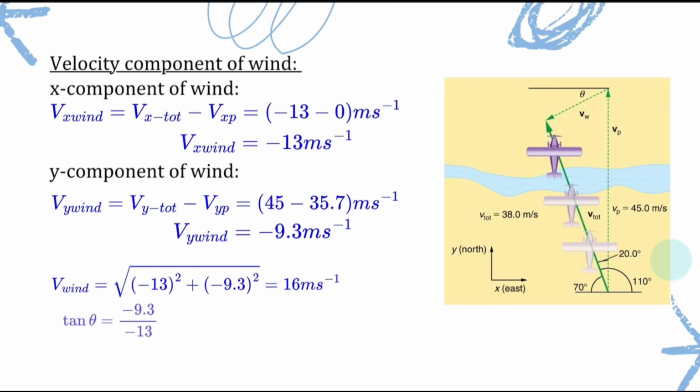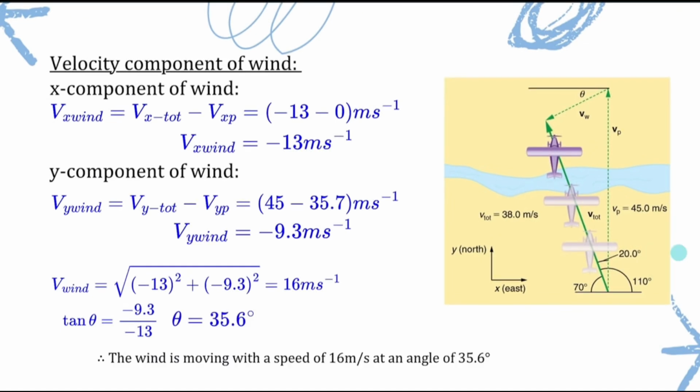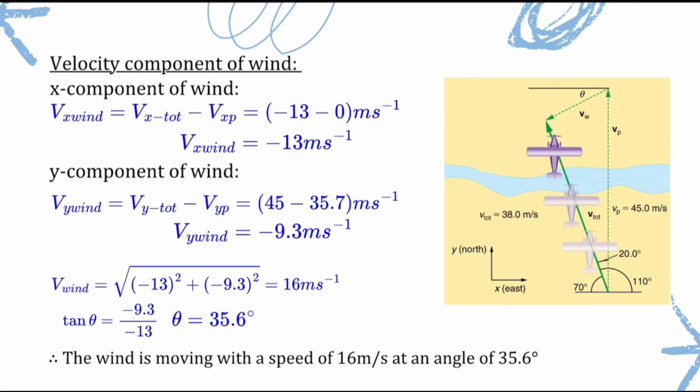To get the direction of the velocity of wind, we use tangent theta equals y over x, which is negative 9.3 over negative 13, and the angle equals 35.6 degrees. Therefore, the wind is moving with a speed of 16 meters per second at an angle of 35.6 degrees.